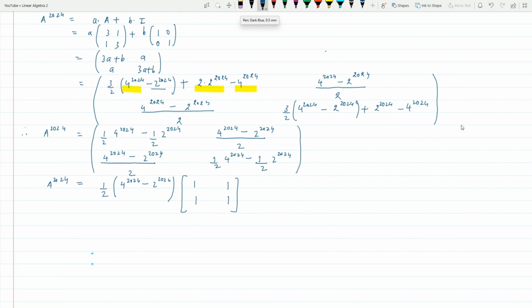As you can see, even though the power is large, using the Cayley-Hamilton theorem reduces the problem to solving a system of 2 equations and then performing a simple matrix addition and a scalar multiplication, instead of multiplying A by itself 2024 times. Let us move to the next application of the Cayley-Hamilton theorem, which is finding the inverse of A.